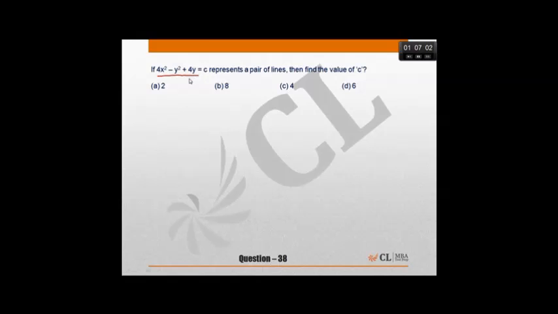4x square minus y square plus 4y equal to c. Find the value of c. I am not sure how to do it, so I will not even come back to this later. How many 4-digit positive integral numbers are there in base 7? If the number of such numbers is converted to the same base.